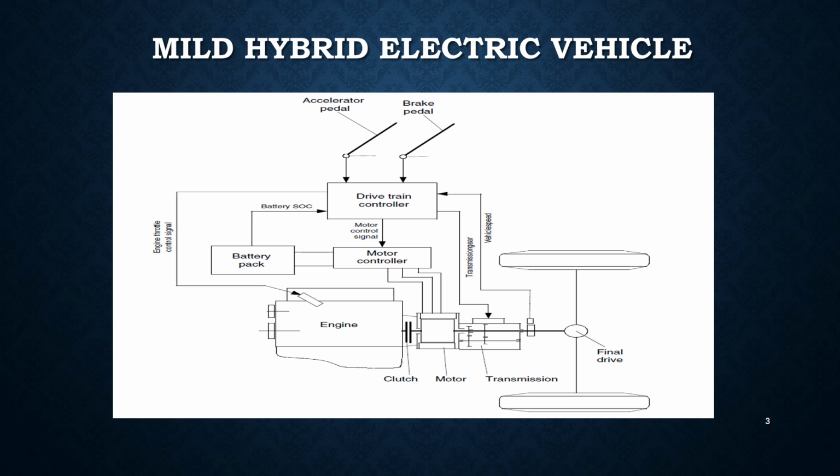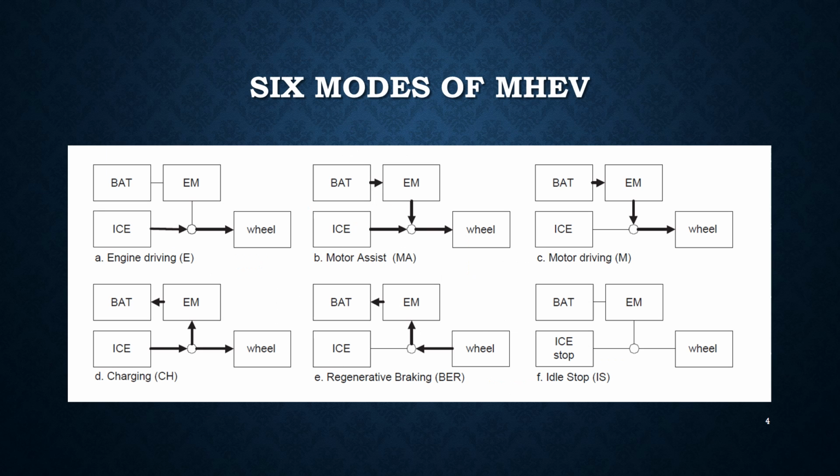This is the drivetrain configuration of a mild hybrid electric vehicle. It is similar to that of a conventional drivetrain. The only difference is that a small electric motor is added between the engine and the transmission. It acts as a starter, generator and a traction motor. The engine and the motor are mechanically coupled to the transmission.